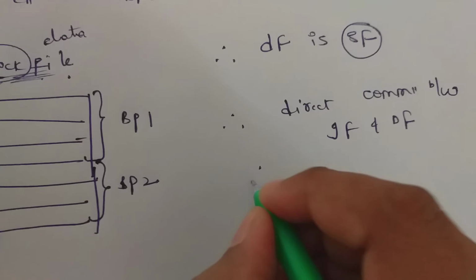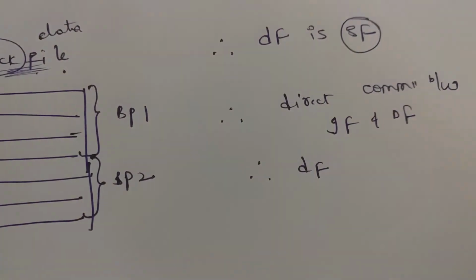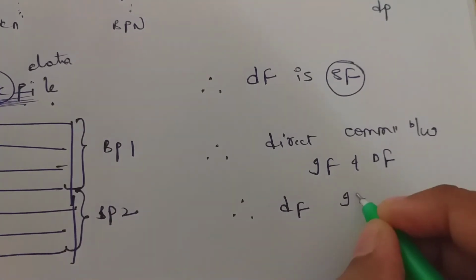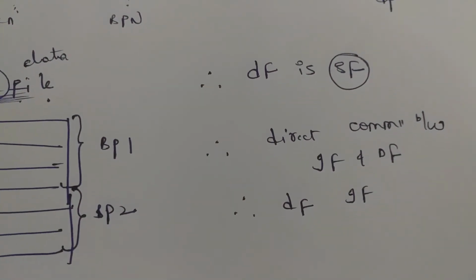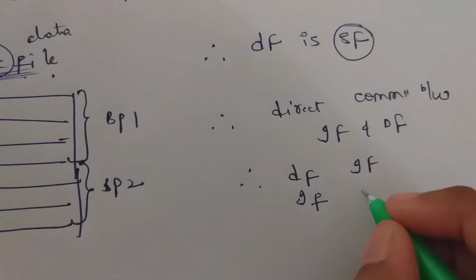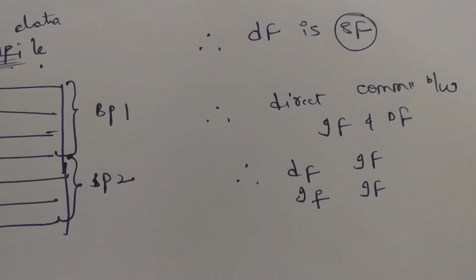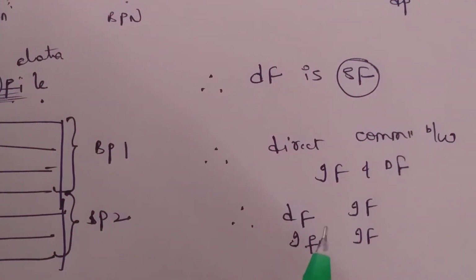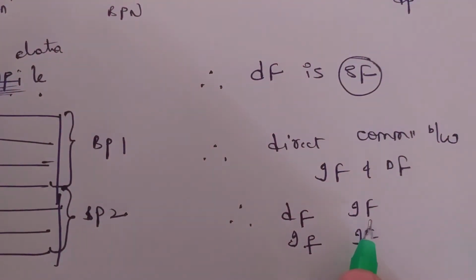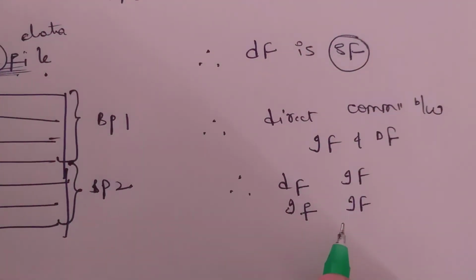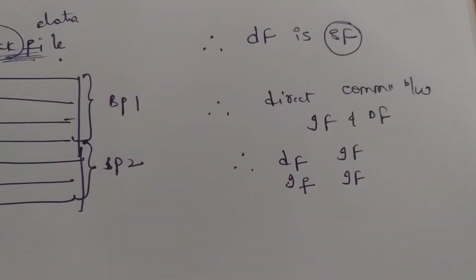Next point. Data file is also called an index file, and index file is also called a data file.